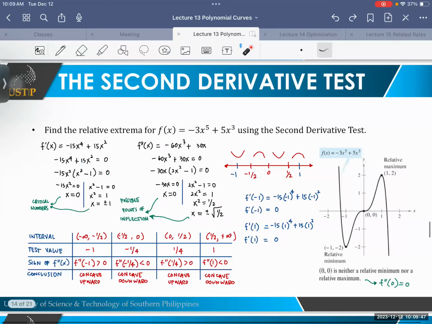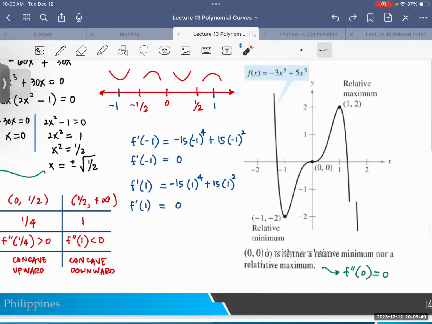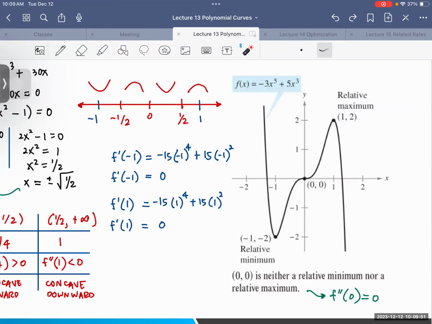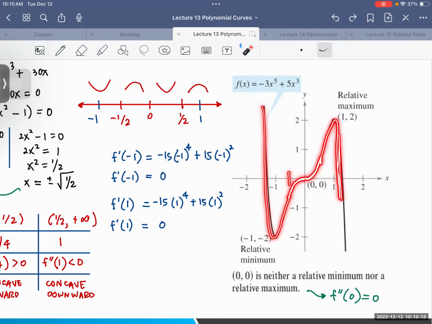Look at the graph. From -1/2 to 0 it is concave downward. From 0 to 1/2 it is concave upward. And then from 1/2 to positive infinity, it is concave downward again.